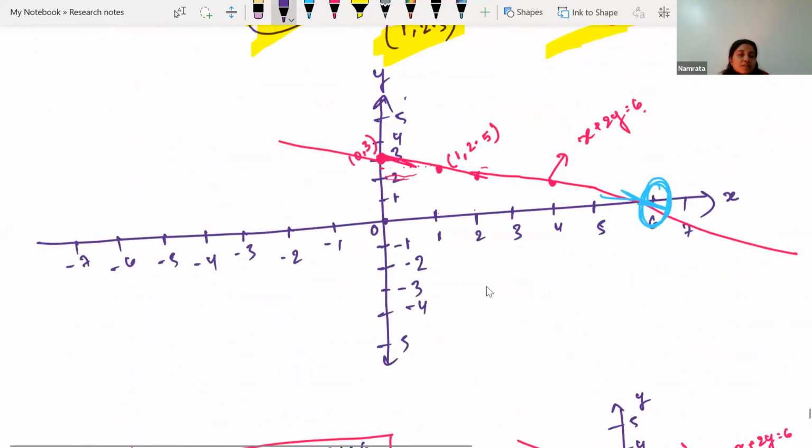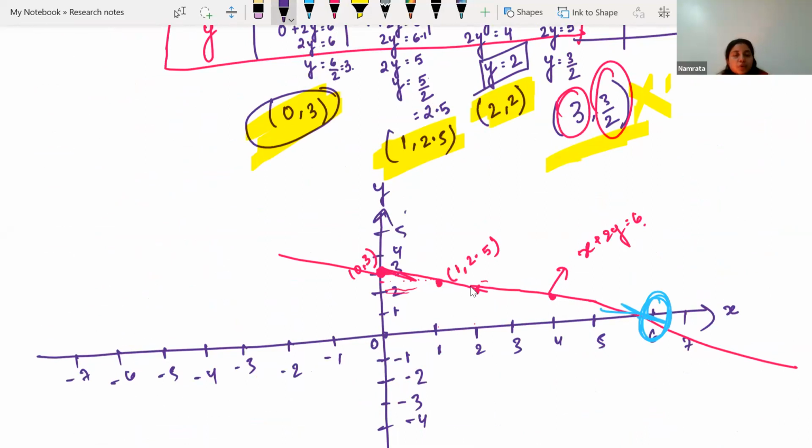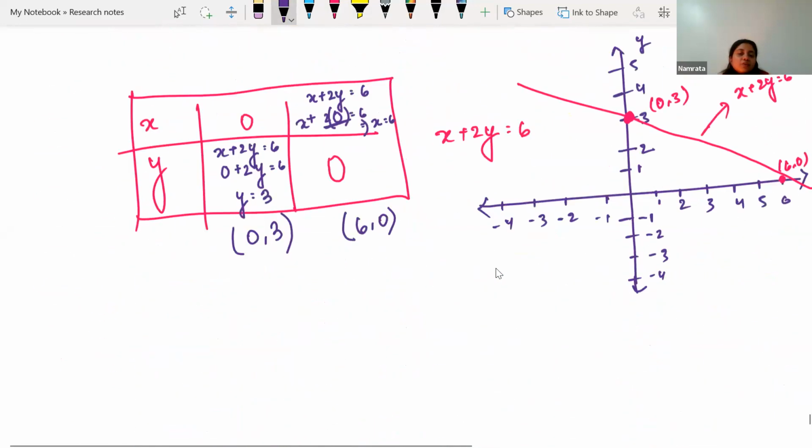However, since we have taken a lot of points in the first one, it is quite a bit more accurate than the second one. But both are correct. Whichever method you follow, the first or the second, you will get full marks.